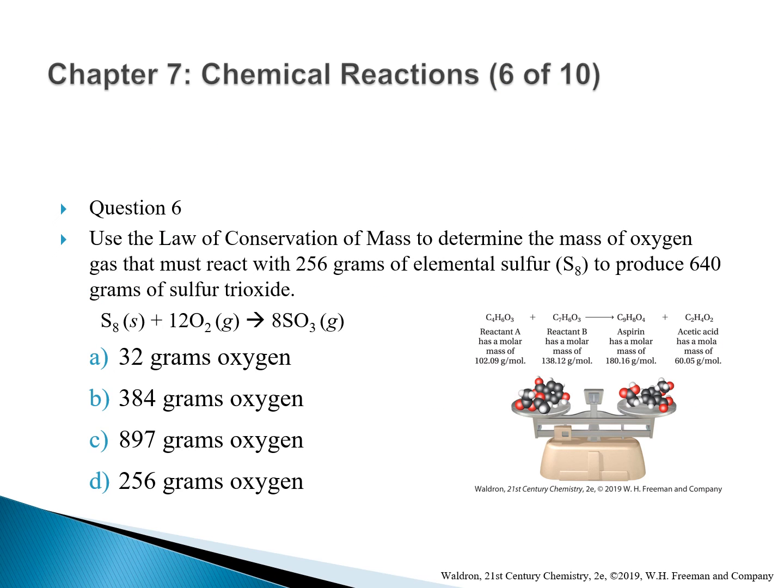Question 6. Use the law of conservation of mass to determine the mass of oxygen gas that must react with 256 grams of elemental sulfur S8 to produce 640 grams of sulfur trioxide, according to the following equation. A. 32 grams of oxidant. B. 384 grams of oxidant. C. 897 grams of oxidant. D. 256 grams of oxidant. Please pause your video here.